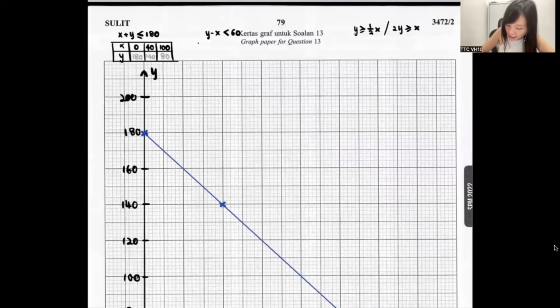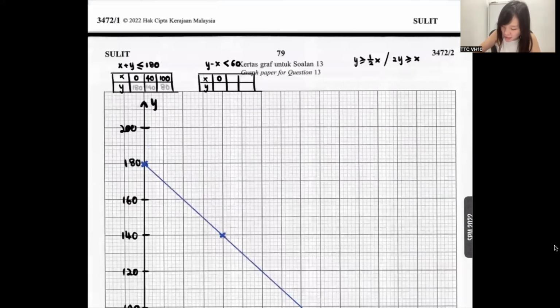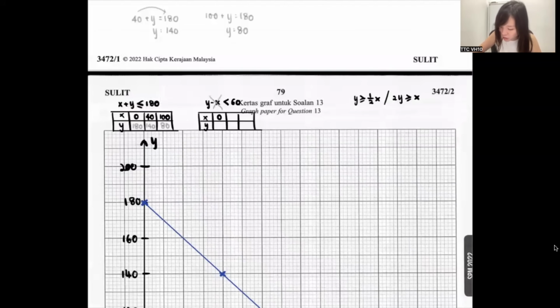Next, let's continue to draw the next one. Try to find some points out. You're not necessary to find 3, it's just I like to find 3. So x, I put 0, you can sub inside. If I put 0, the y straight away is 60. Can see, right? Next one, if x I put, let's say, 20, now I show you the working here. Y, isn't it, will be 80. Okay? Next one, let's say x, I put 100.